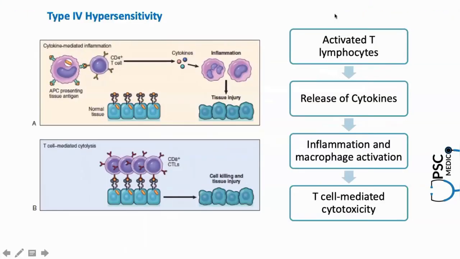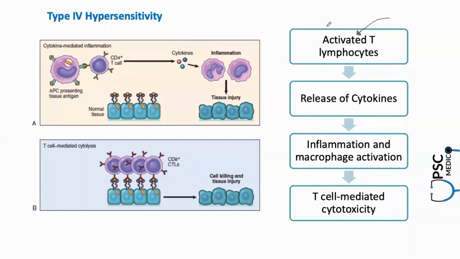Next is type 4. Types 1, 2, and 3 are all dependent on antibodies. This is antibody independent or weakly dependent. Let's not confuse ourselves. Let's put it as an antibody independent reaction, or a cell mediated type hypersensitivity. Here there is no antigen antibody complex. Here the major attack is by the activated T lymphocytes.